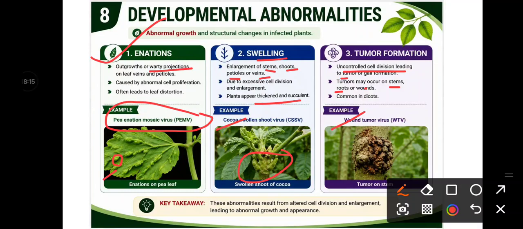And remember this, tumor formation is mostly associated with dicot plants. You have never seen any tumor type of symptom in monocot plants. This is for dicots only. Even among bacteria, Agrobacterium infects dicots only, never any monocot.